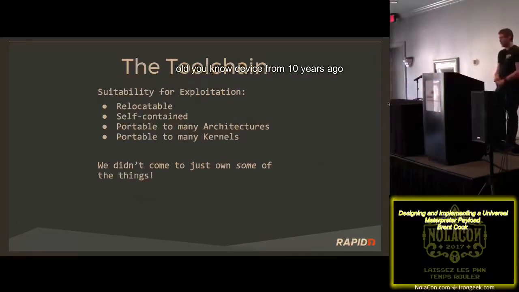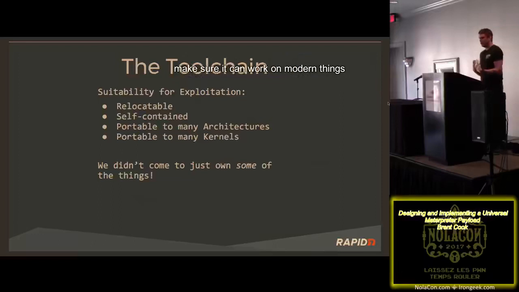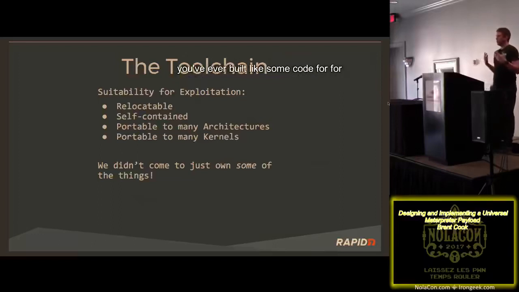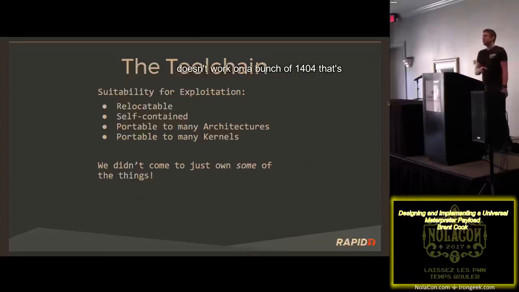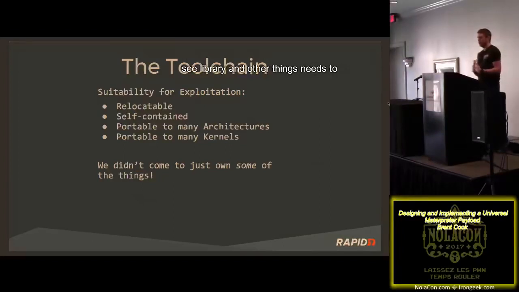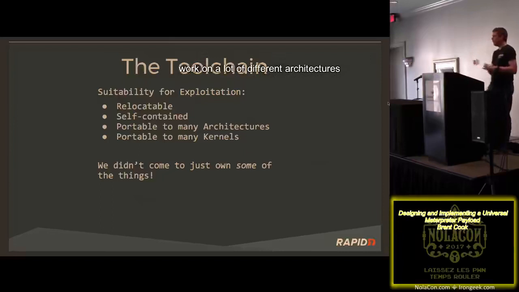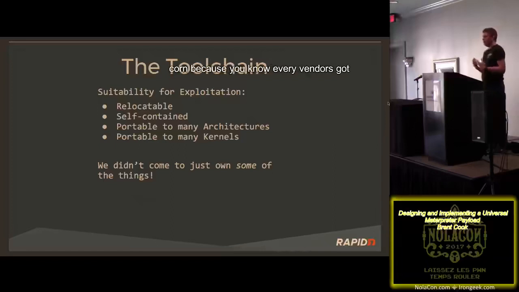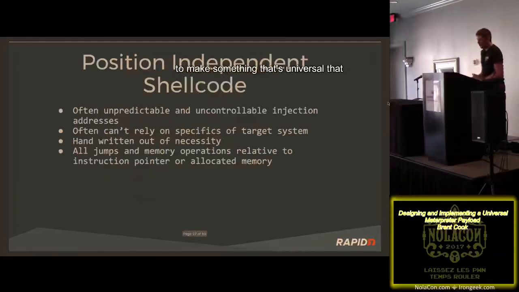We want to make sure it can work on an old device from 10 years ago. We want to make sure it can work on modern things. If you've ever built some code for Linux, you know that if you build something on Ubuntu 16.04, it doesn't work on Ubuntu 14.04. That's because it builds in dependencies on the C library and other things. It needs to work on a lot of different architectures. It needs to work on a lot of different kernels. If we want to write an Android exploit, every Android device is sort of a unicorn, because every vendor's got a slightly different kernel, everyone's got a slightly different environment. How can we make something that's universal that works in all these environments?